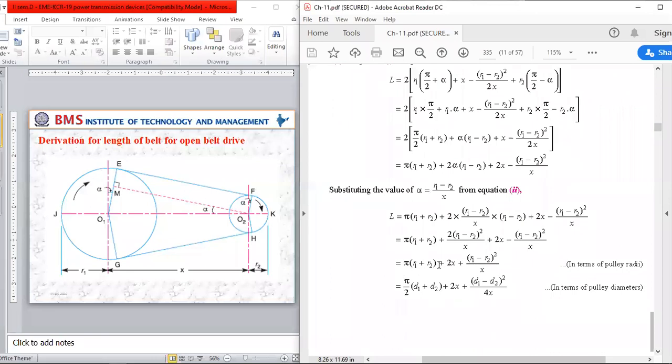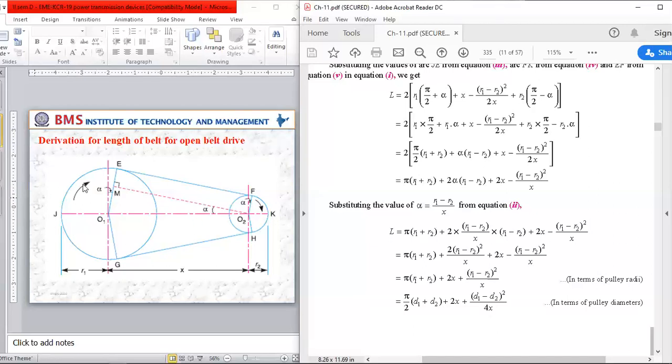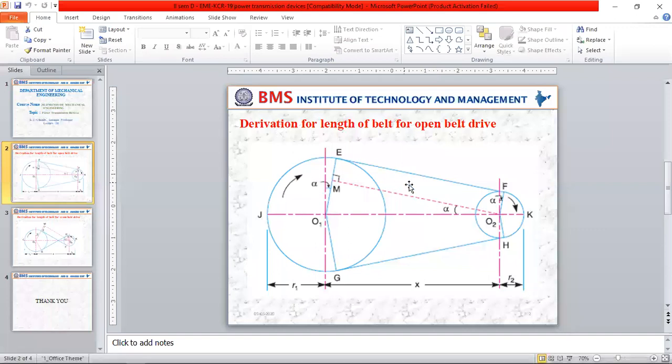If you want, you can use it in terms of diameters also. You can use the radius also. It is up to you. So you can remember this: π(R1 + R2) + 2x + (R1 − R2)²/x. So here what you need to know is, when I want to derive the length of the belt for an open belt drive, length means you take this point E to F, then F to K, K to H, H to G, then G to J, J to E. If I add all these lengths, it will become the length of the belt.